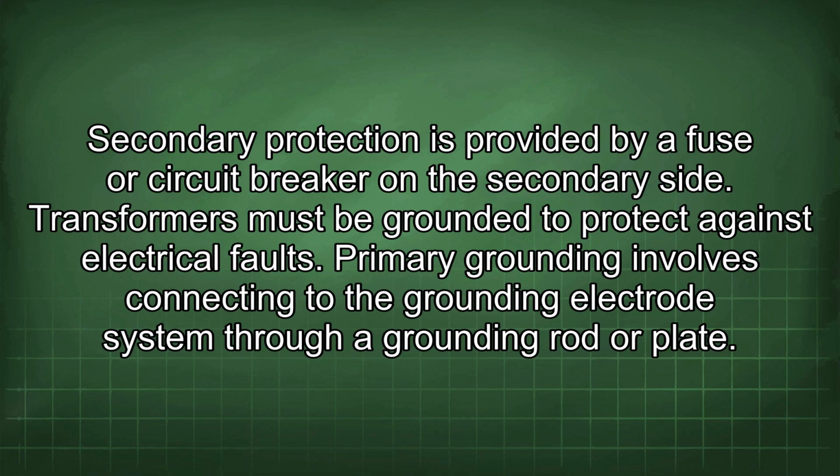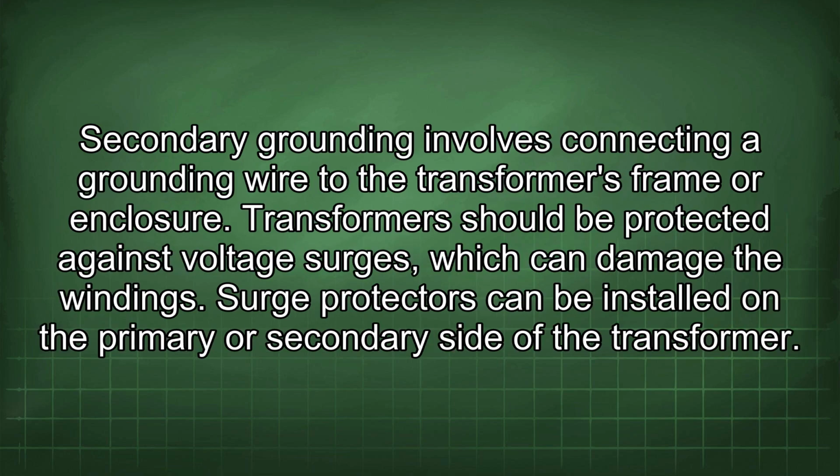Transformers must be grounded to protect against electrical faults. Primary grounding involves connecting to the grounding electrode system through a grounding rod or plate. Secondary grounding involves connecting a grounding wire to the transformer's frame or enclosure.